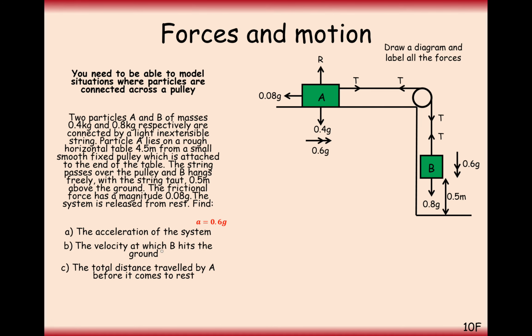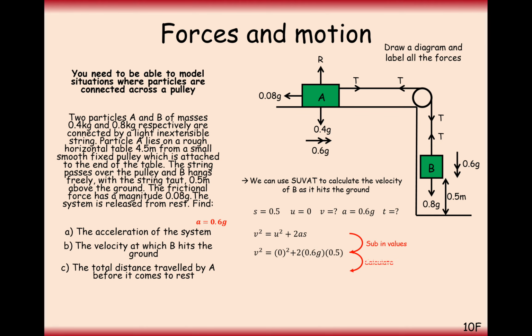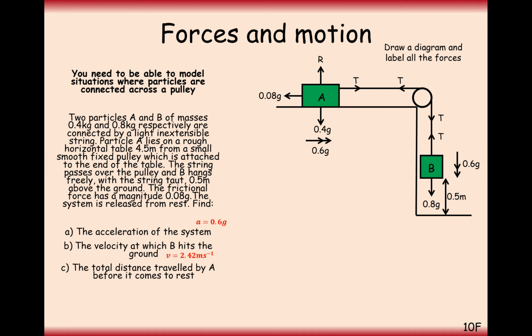Part B here is find the velocity with which B hits the ground, so a little bit of SUVAT. We have s equals distance of 0.5 meters from rest, acceleration 0.6g, so let's go ahead and work out the final speed. In this case here we get 2.42, but it's worth bearing in mind that we've got v squared equals 0.6g, which we could use later on.